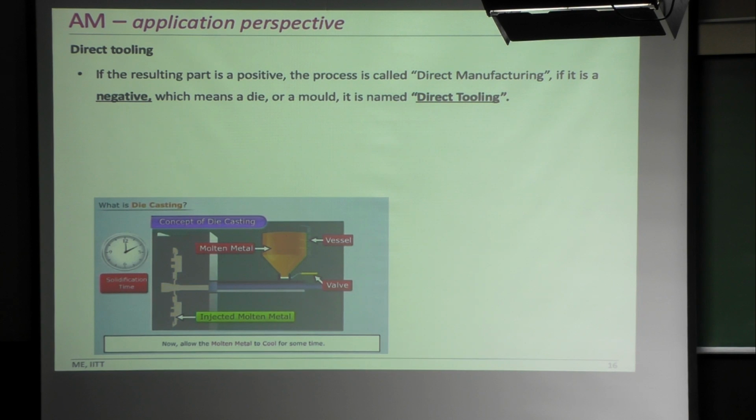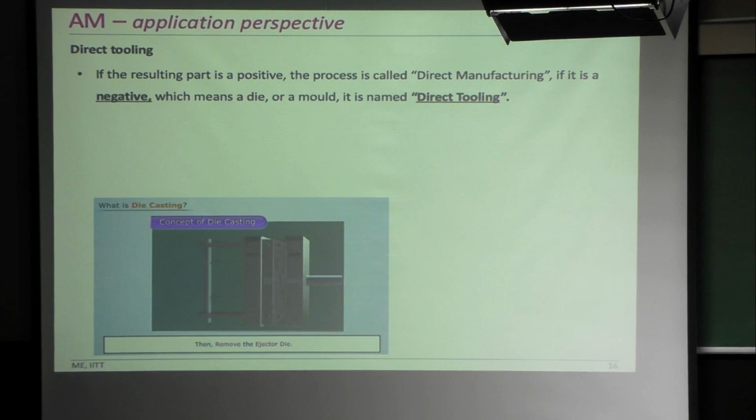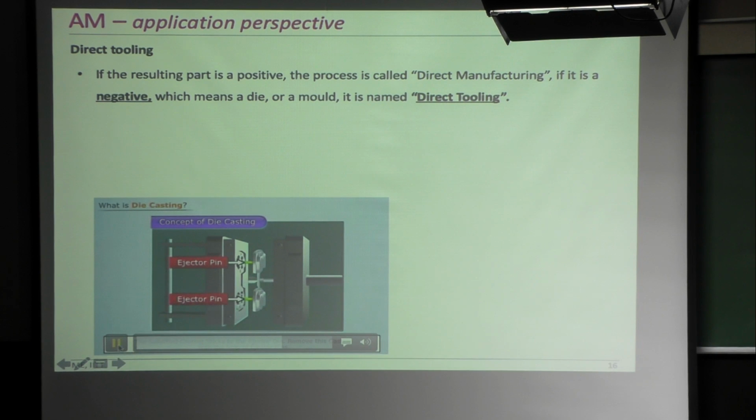Okay. So now here the thing is, let us say we are making these two final components. If these two components are manufactured directly by additive manufacturing, then it is called direct manufacturing. And these two dies are used for die casting. So these are the tools. If these tools are manufactured directly by additive manufacturing, then it is called direct tooling, in simple terms.